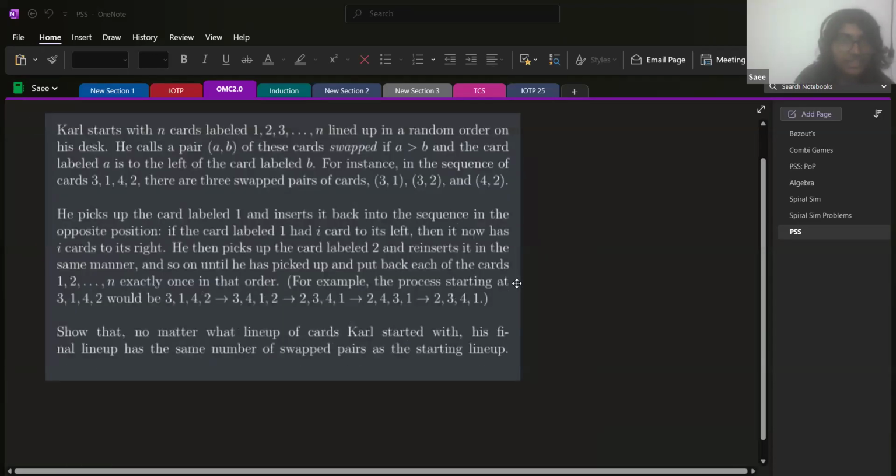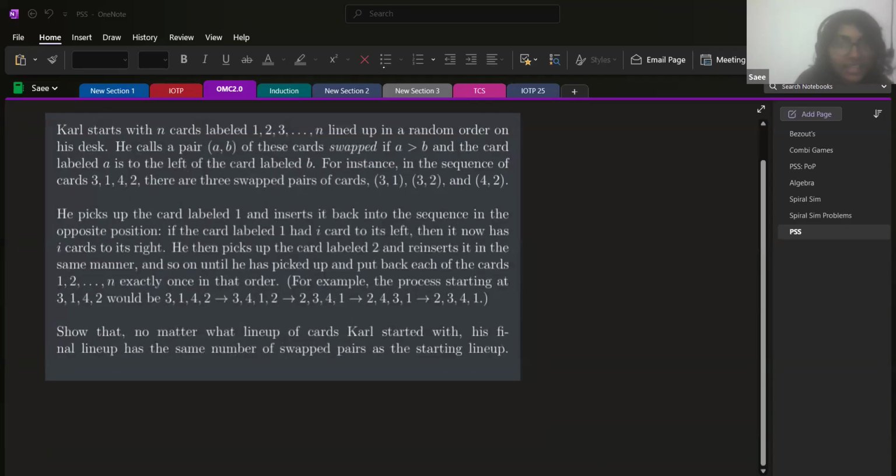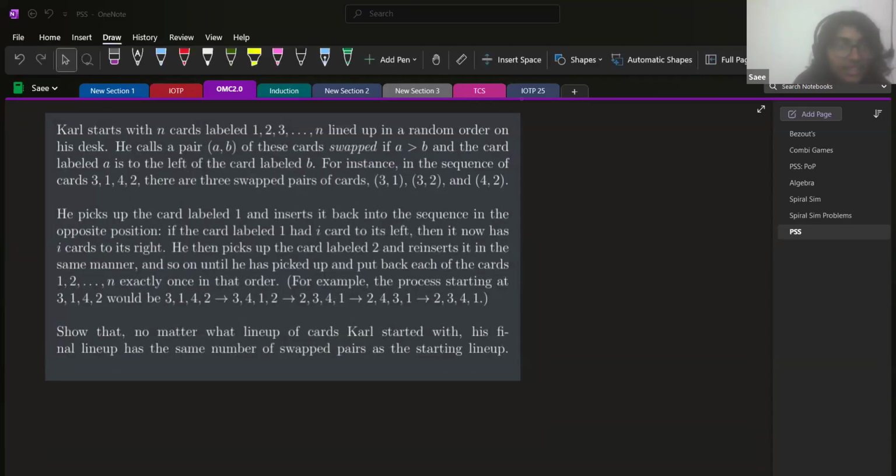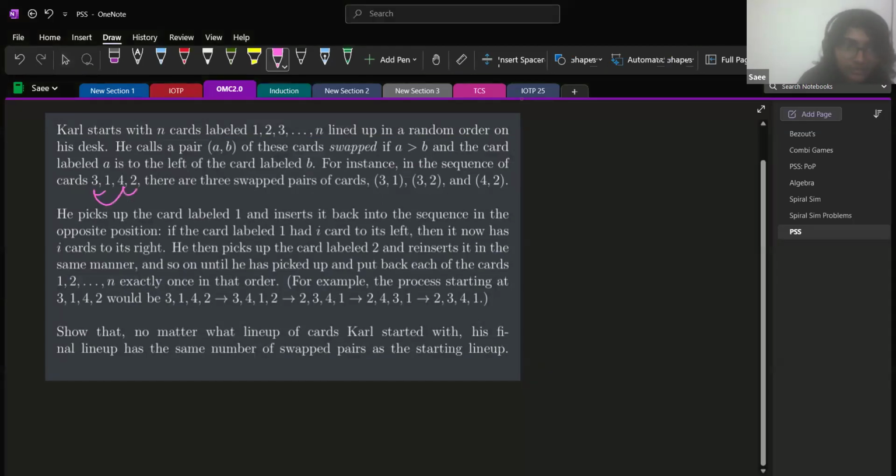Carl starts with N cards labeled 1 to N, lined up in a random order on his desk. He calls a pair of these cards swapped if A is greater than B and A is left of B. For instance, in the sequence 3142, there are three swaps: 3-1, 3-4, and 4-2.